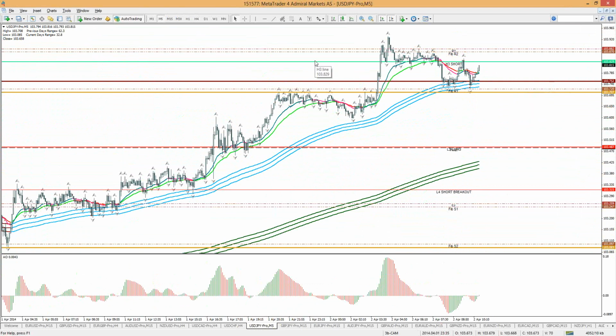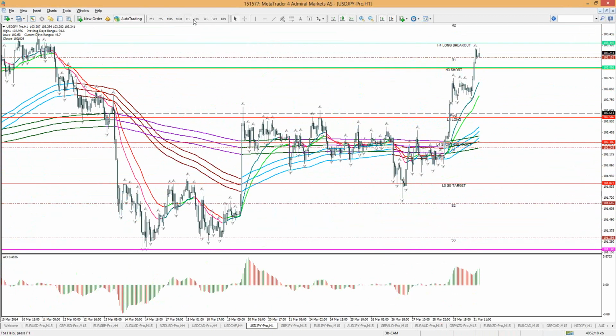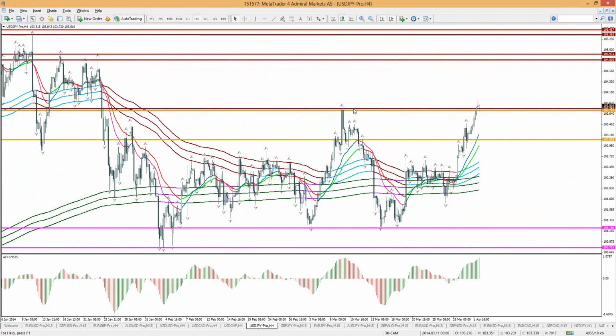But let's take a look at the 4-hour. We are above this resistance, so we can take this line away. We broke above it already. Definitely a bullish breakout. The question is how far can it go before we get some retracement.